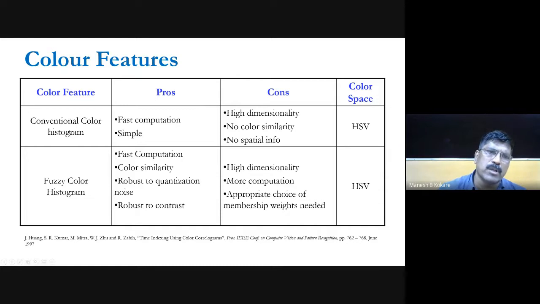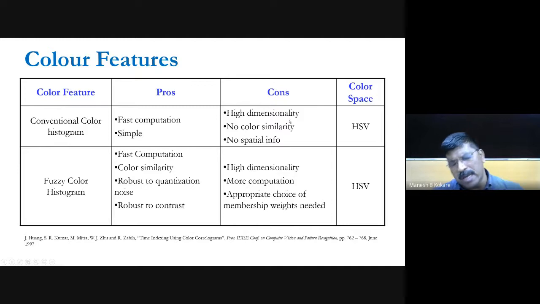So the conventional color histogram can be used either on an RGB model or CMY model or HSV model or YCrCb model and so on. You can extract the histogram and extract the color features from those color models. The pros are fast computation and simple color histogram methods. But what is the cons?